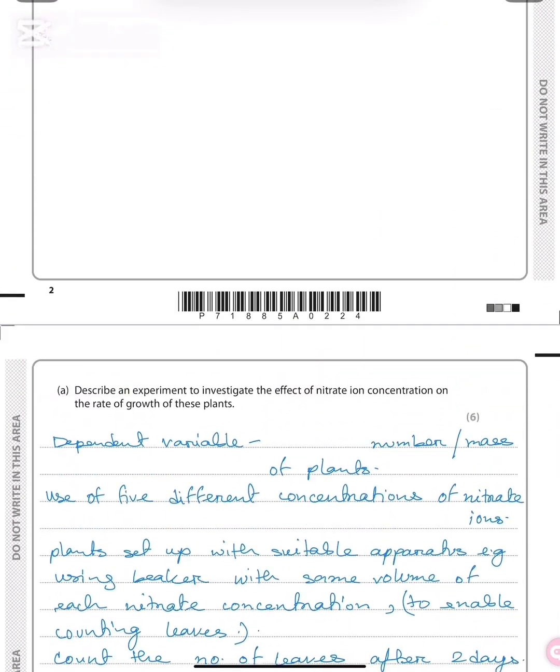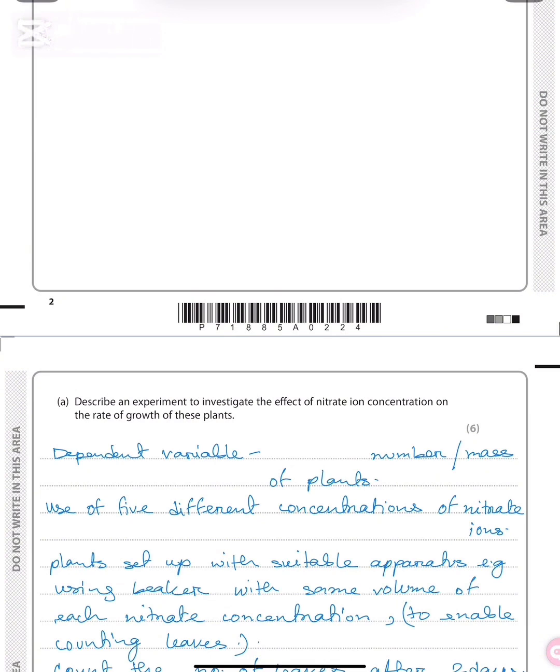A. Describe an experiment to investigate the effect of nitrate ion concentration on the rate of growth of these plants. So here our dependent variable will be the number of plants or the mass of plants. As the plants will divide and produce daughter plants or develop new leaflets, the mass will increase.